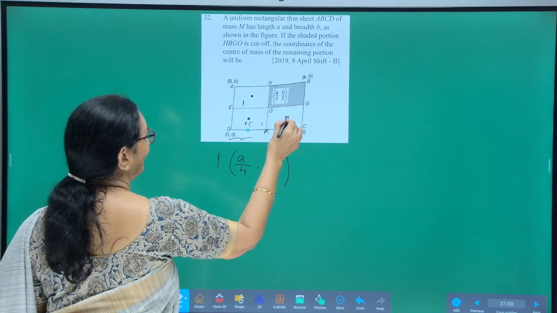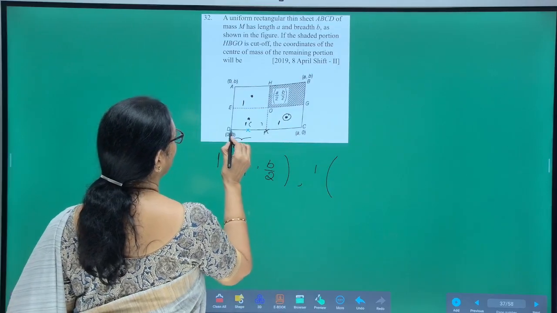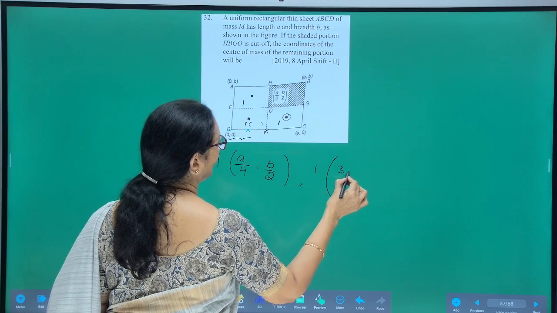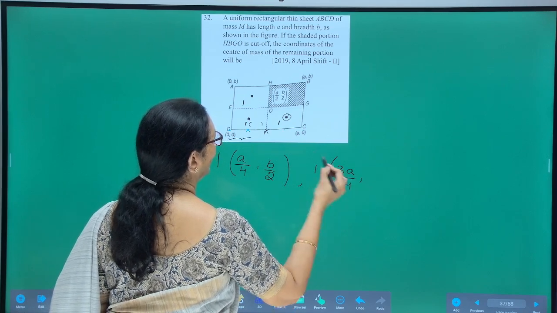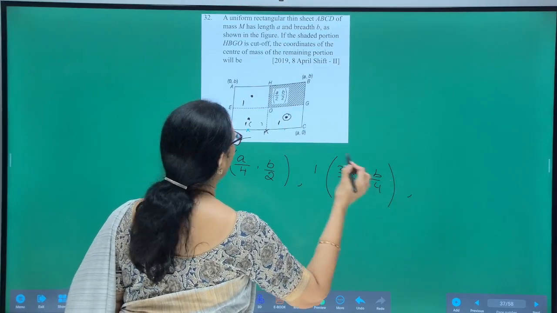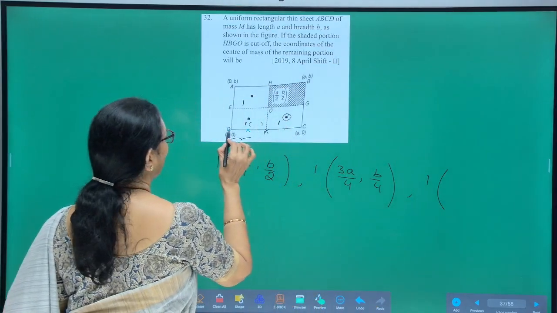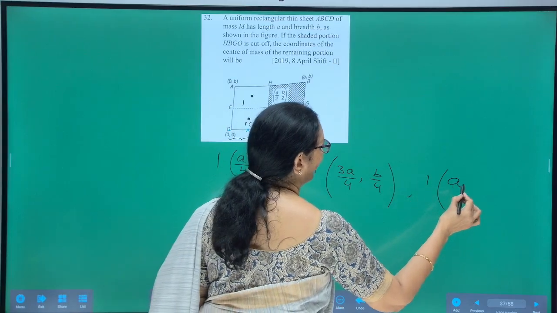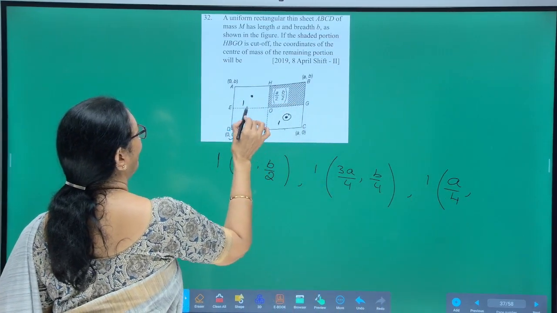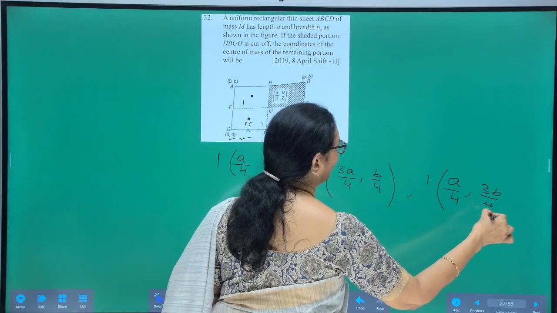Now, let us write the coordinates of this. This is 1, and the distance is 3A by 4, comma, the y coordinate is B by 4. Let us write the coordinates of this particle. 1, the x coordinate is A by 4, but the y coordinate is this, B by 2 plus B by 4, which is 3B by 4.